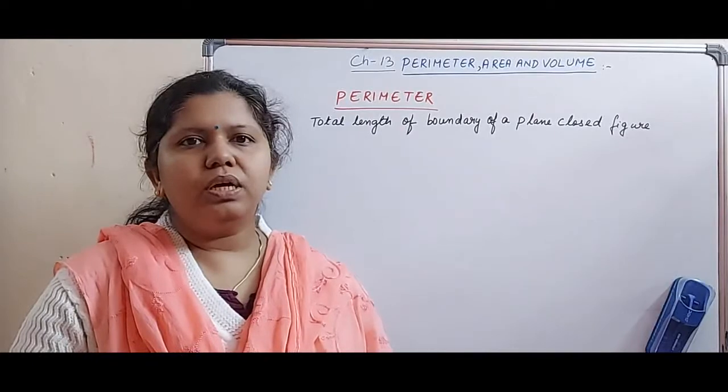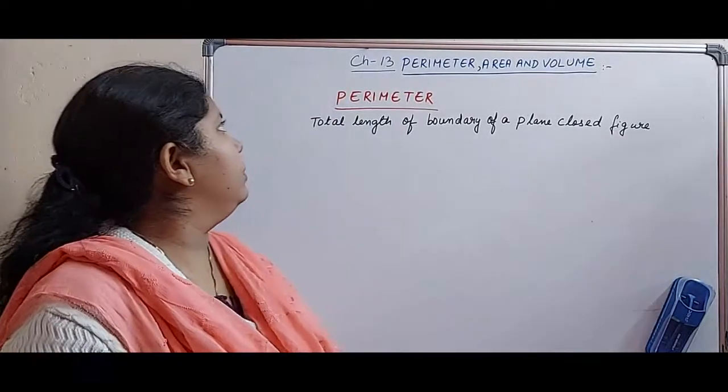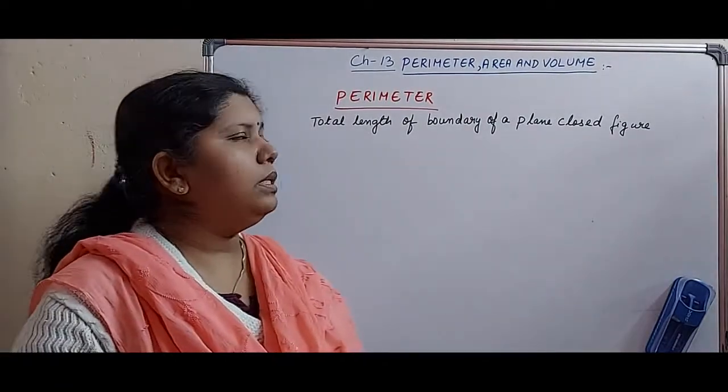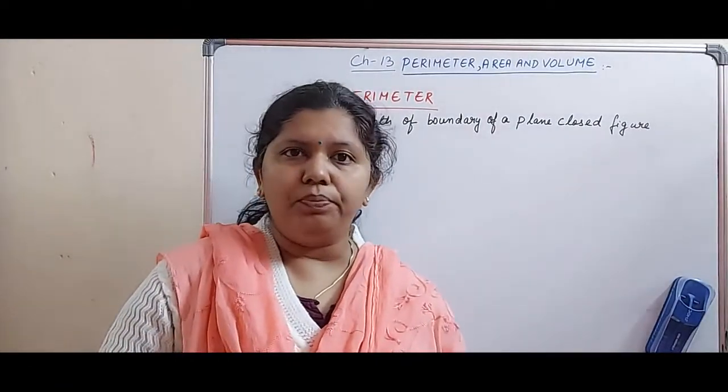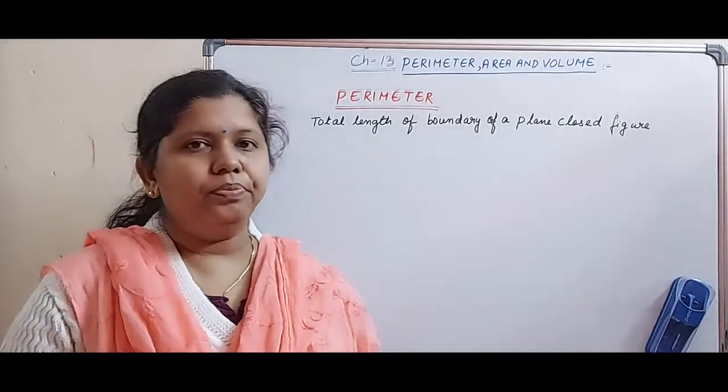Today we are going to start a very interesting chapter, and the chapter name is chapter 13, Perimeter, Area and Volume. Today we will learn about what is perimeter.